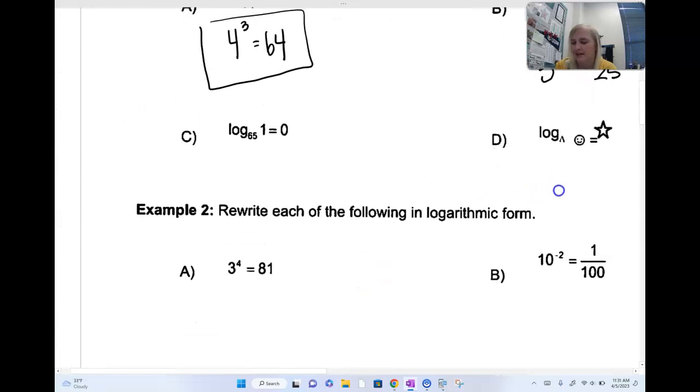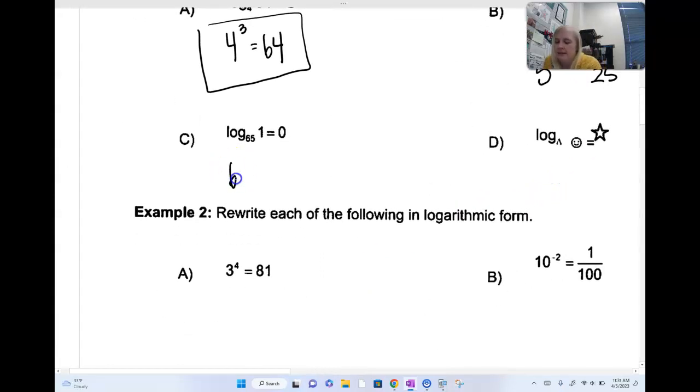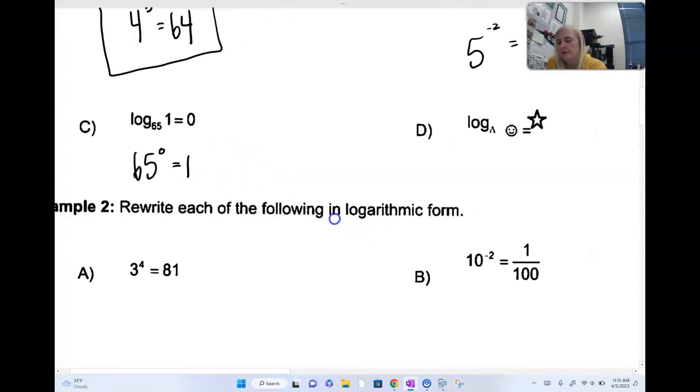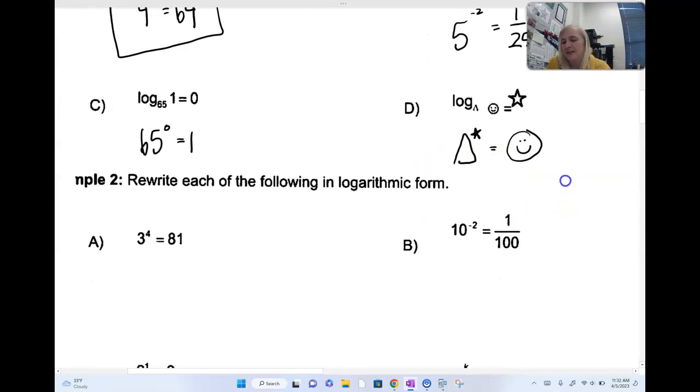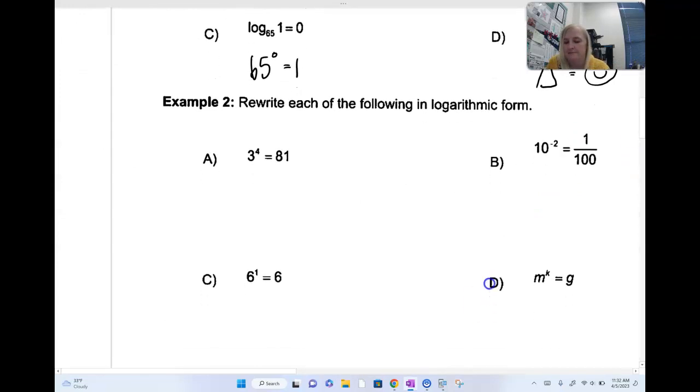All right. Next one, 65 to the 0 power equals 1. That's our 0 power property. Anything to the 0 power is always 1. And it works for anything, whether it be shapes, variables, numbers, anything works in that same switching property. So this would be triangle to the star power equals happy face. Okay, it works for all of it.